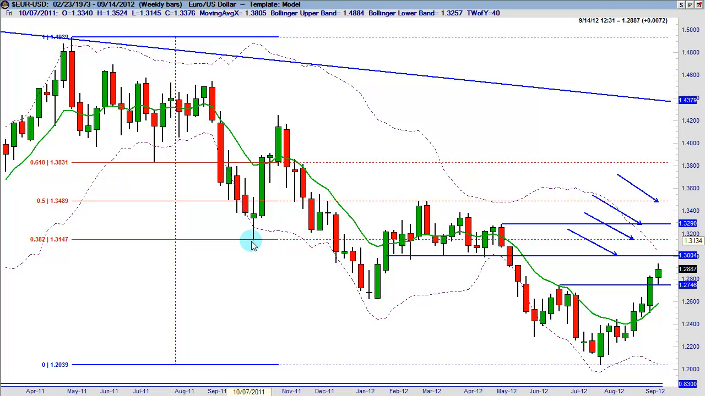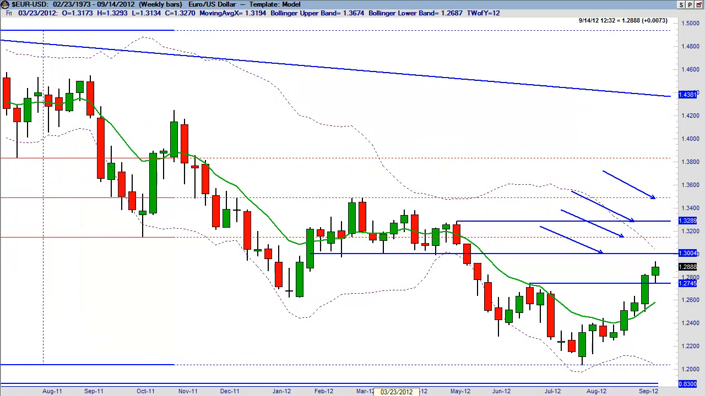Now we made a lower low here, a lower low here, a lower low here, and a lower low here. So throughout all this downtrend, we were making lower lows and lower highs until just recently when this high was taken out. So now as this moves up, we're looking at, well, what are the potential resistance points?